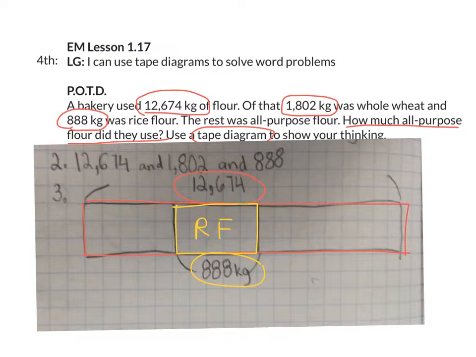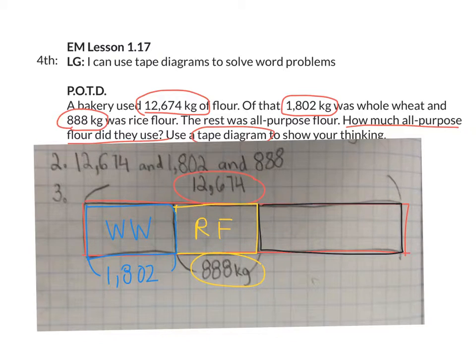Now I see that there's other sections in this tape diagram. There's this part right here, and there's this part right here. Without any labels, it's hard for me to understand what those sections are. So when you make a tape diagram, make sure you complete it by labeling all the parts. Okay, so this mathematician could improve their tape diagram by writing that this is whole wheat flour. And how much whole wheat flour was there? Well, there was 1,802 kilograms. Okay, and what was left was all-purpose flour, APF, and with a question mark show that that's what we're trying to find.